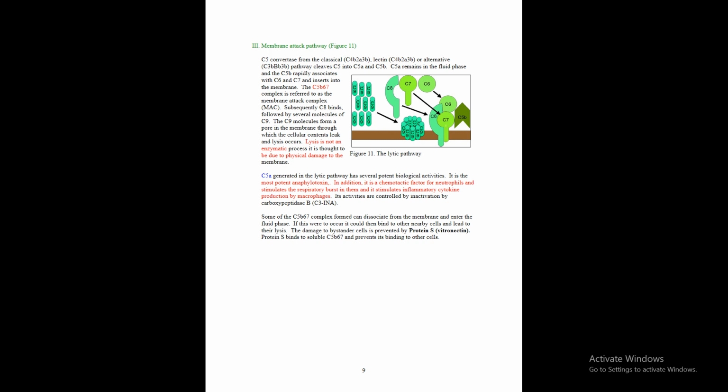Some of the C5b, 6, 7 complex formed can dissociate from the membrane and enter the fluid phase. If this were to occur, it would then bind to other nearby cells and lead to their lysis. The damage to the bystander cells is prevented by protein S, vitronectin. Protein S binds to the soluble product of this complex and prevents its binding to other cells. So it prevents formation of the membrane attack complex in neighboring cells.